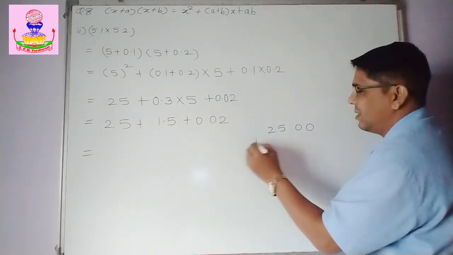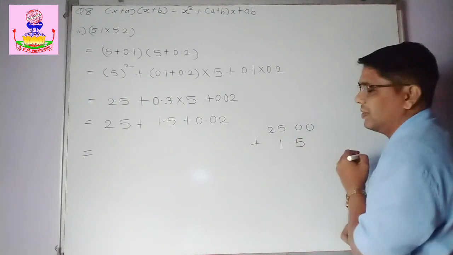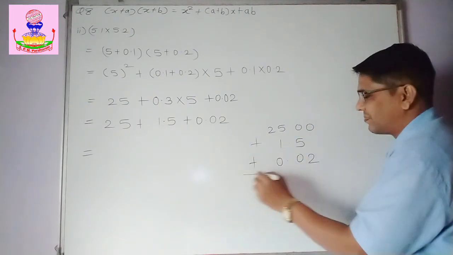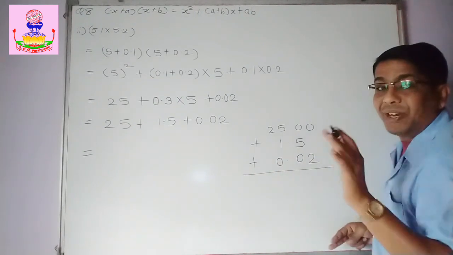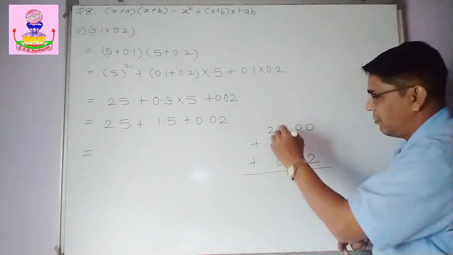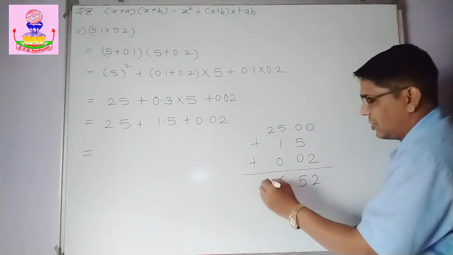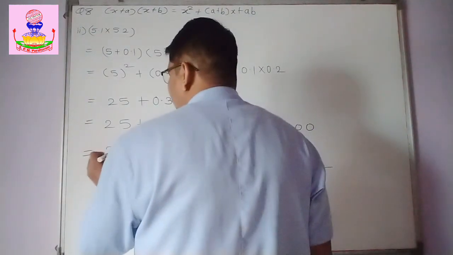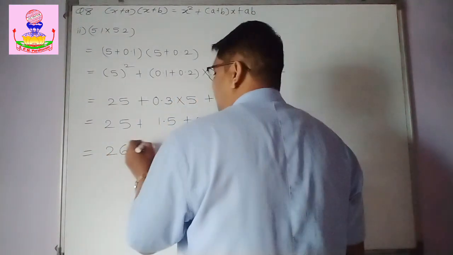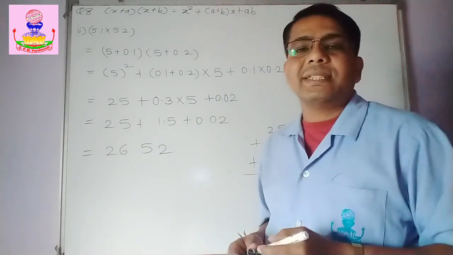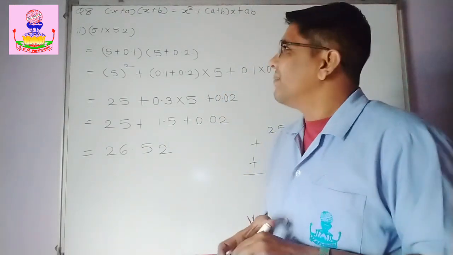25.00 plus 1.5 plus 0.02. So that you will not make mistake. 2 plus 0, 2. 5 plus 0, 5. 5 plus 1, 6. And 2. So the answer is 26.52. That is what the required answer is.